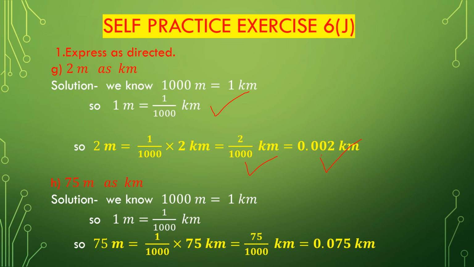H, 75 meter is how many kilometer? We have to convert 75 meter to kilometer. We know 1000 meter is 1 kilometer. So 1 meter will be 1 divided by 1000 kilometer. So 75 meter will be 1 divided by 1000 multiplied with 75 kilometer. So 75 divided by 1000 kilometer.